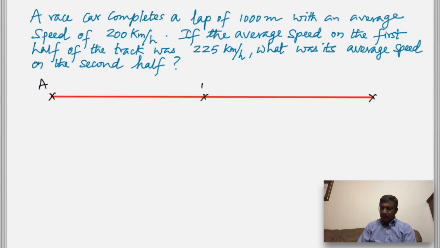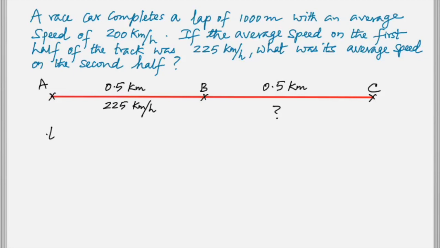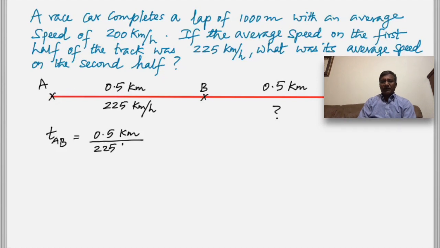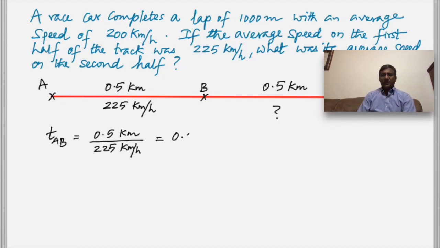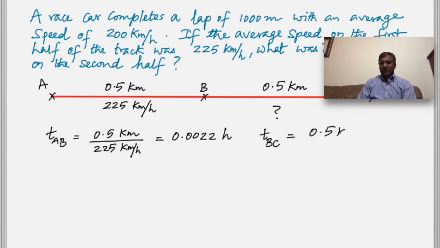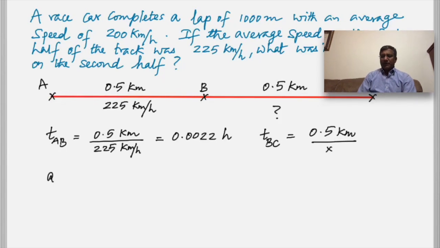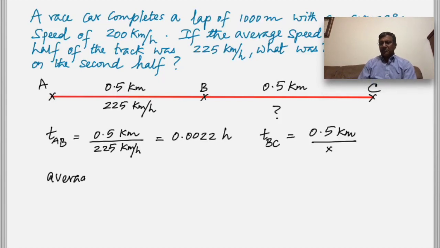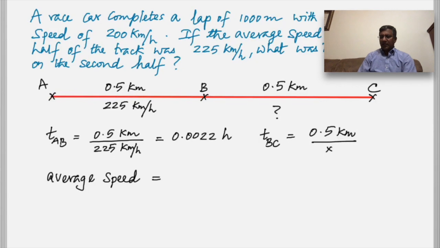So here is how we do it. That's the lap, assuming that it's in a straight line, and then we have to have it in kilometers, so 0.5 for half. The time taken should be 0.5 divided by the average speed there, which is 225. So that's what I'm doing. Distance by speed gives 0.0022 hours. Now for the second half, similarly, the time should be the same distance divided by x, because we do not know the average speed.